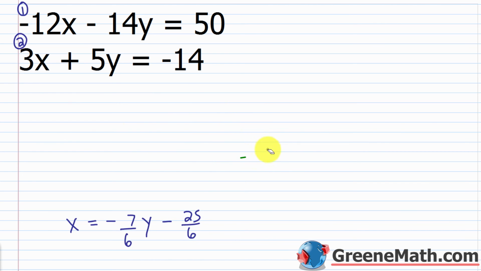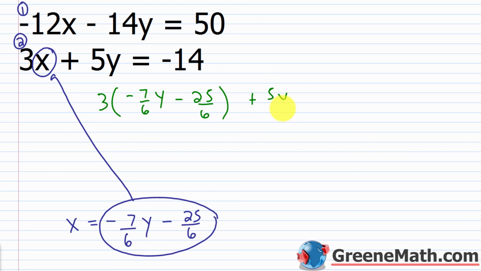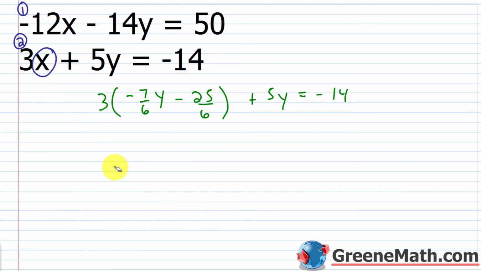And again, I've solved equation 1 for x. So I'm going to plug in for x in equation 2. So this is what x is equal to. So we're going to plug that in there. So we're going to have 3 times this quantity: negative 7/6 y minus 25/6, then plus 5y equals negative 14. Let me erase this. We don't need it anymore.